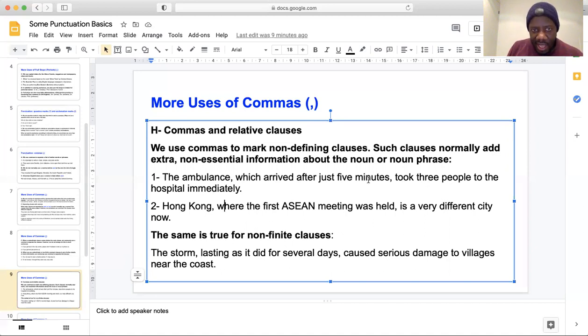So you can actually take out "which arrived after just 5 minutes," and the sentence will be: the ambulance took 3 people to the hospital. And that's why we call this one here a non-defining relative clause.